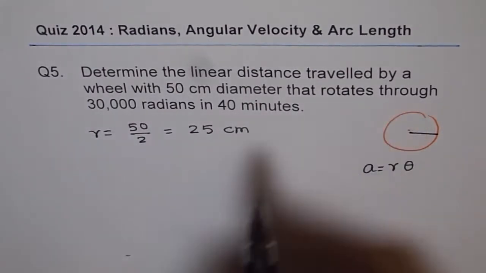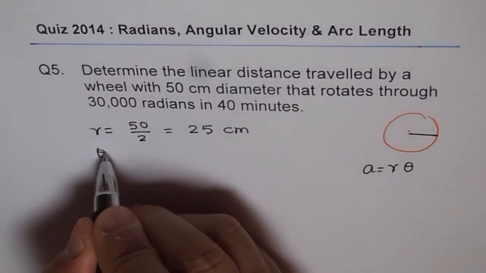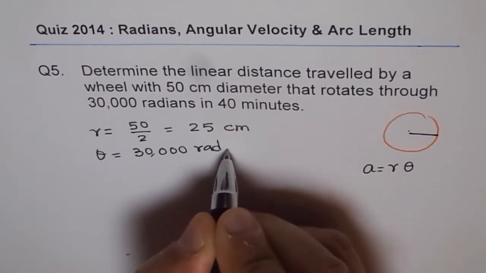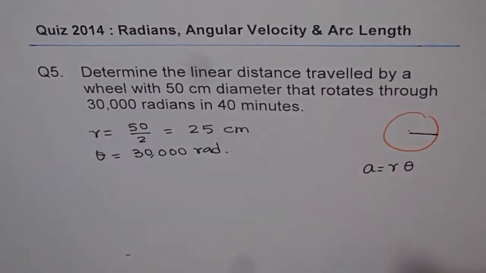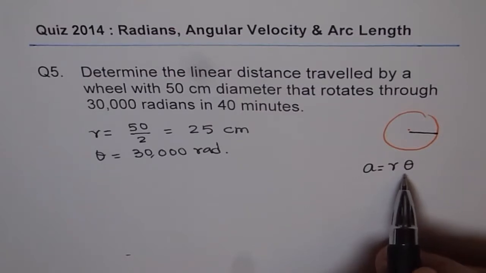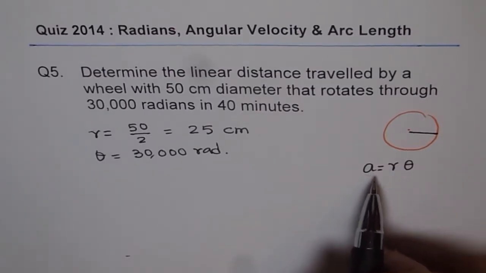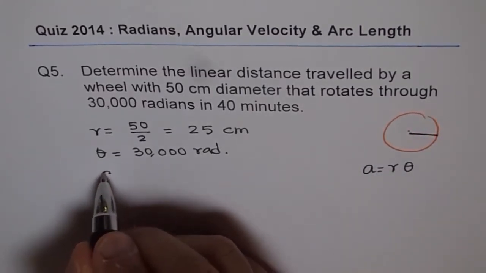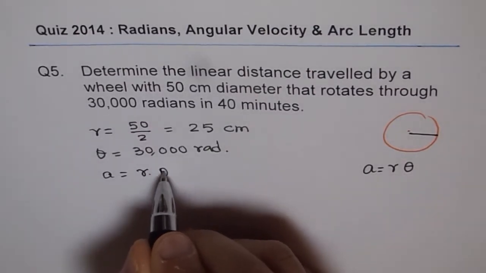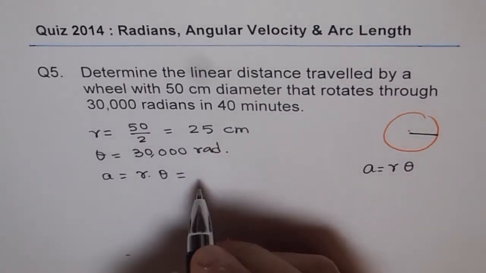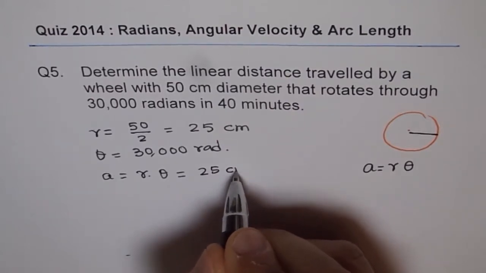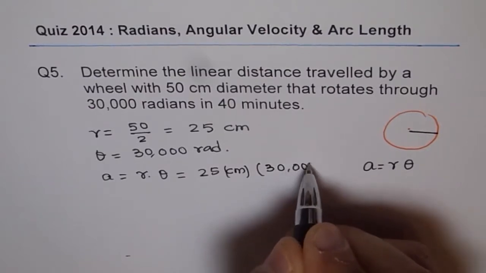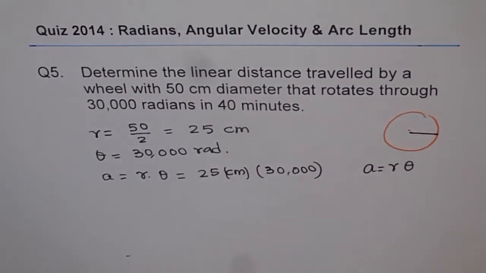And the rotation is through 30,000 radians. So theta is 30,000 radians. Now in this, theta should be in radians, and fortunately it is in radians. So we just need to find A, the distance traveled along the circumference. So A is equal to r times theta, which is 25 centimeter times 30,000, correct?